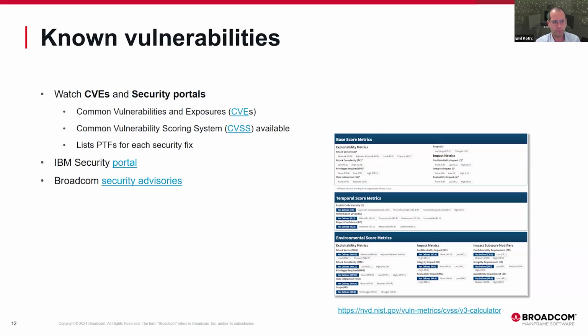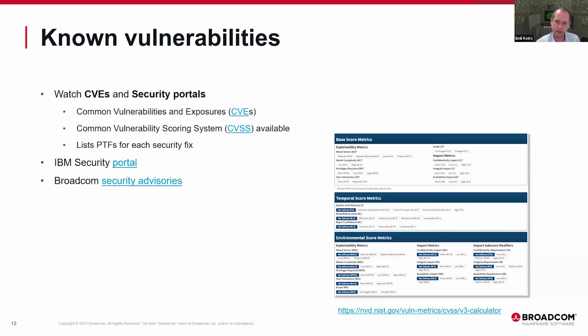I have two examples here. The IBM Security Portal, maybe you already watch this space and get some notifications. Broadcom has security advisories, and I'm pretty sure other vendors have them as well, I just don't know them. So watch your vendors, watch IBM, and make sure that you apply the security fixes as soon as possible, because this is critical. On the right-hand side, the picture is the CVSS calculator. I just wanted to give you an idea of what the CVSS scores give you. You can see the attack vector, if it's network or local, if privileges are required, and so on.